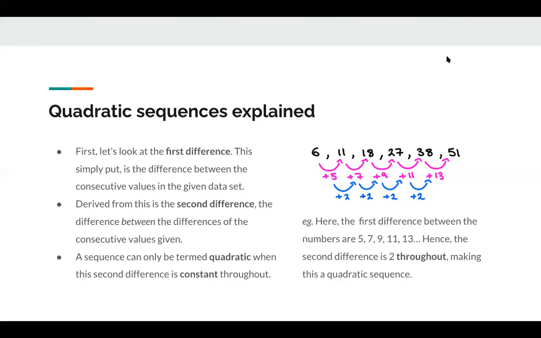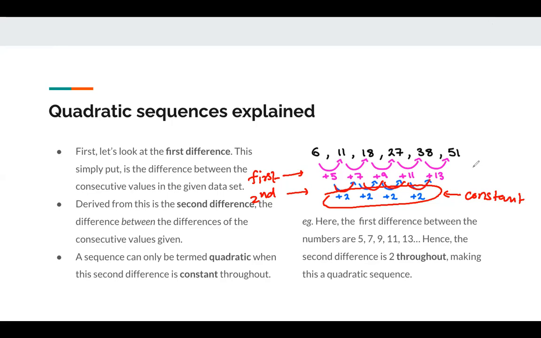Let's have a look at this particular example, where the terms of the sequence are 6, 11, 18, 27, 38, and 51. If I look at the first difference, 11 minus 6 is 5, 18 minus 11 is 7, 27 minus 18 is 9, and so on. Now the second difference: 7 minus 5 is 2, 9 minus 7 is 2, 11 minus 9 is 2, and so on. Since the second difference is constant, we call it a quadratic sequence.